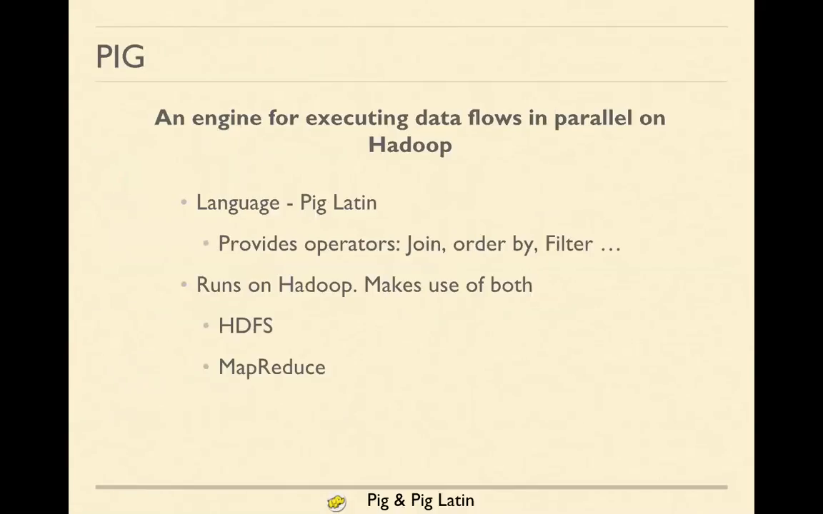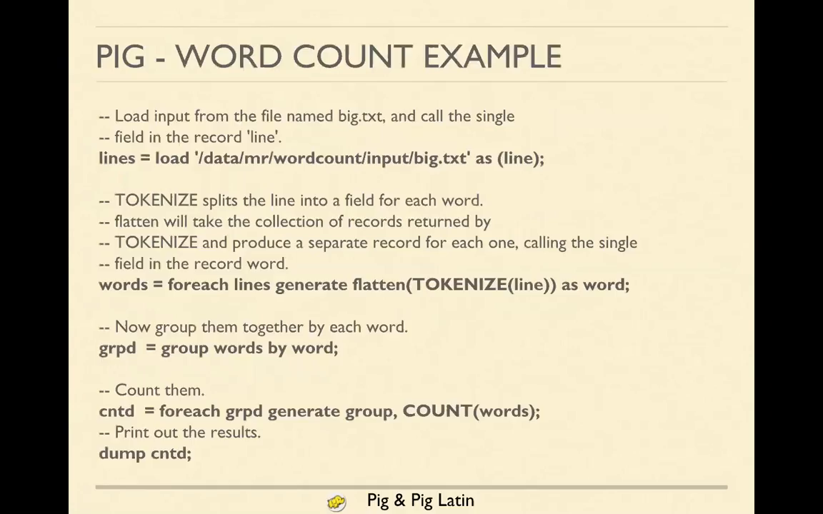So quickly, although this definition would not mean anything to you right now, Pig is an engine for executing data flows in parallel on Hadoop. It provides a language called Pig Latin, and it provides operators like join, order by, filter by. It runs on Hadoop. It makes use of both HDFS and MapReduce.